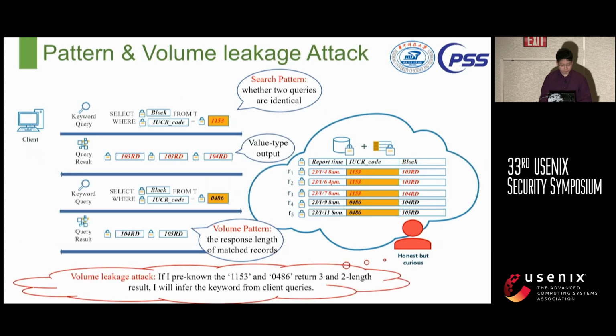The server sends them back as the query's result. So we analyze the patterns in this work mode and find two main patterns. The first pattern is the search pattern, which reveals whether two queries are identical. And the next pattern is the volume pattern, which is the response length of matching records. We can see that if the adversary on the server knows the pre-knowledge about the query's response length, it can infer the keyword from the query's length.